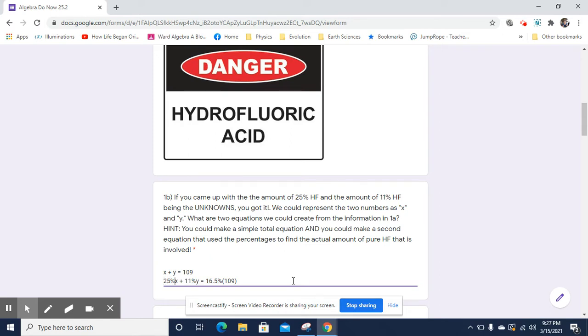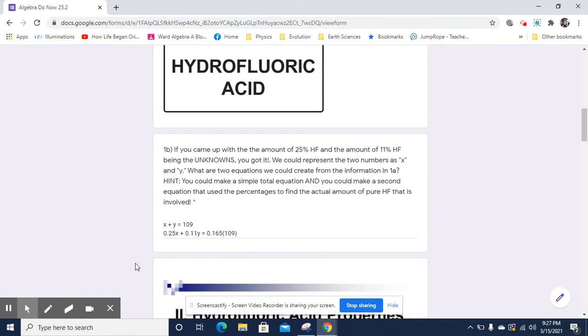I'm going to convert the 25% into 0.25 and the 11% into 0.11 and this 16.5% into 0.165. And now you have two equations that will get you what you need. So let's go to the next thing.